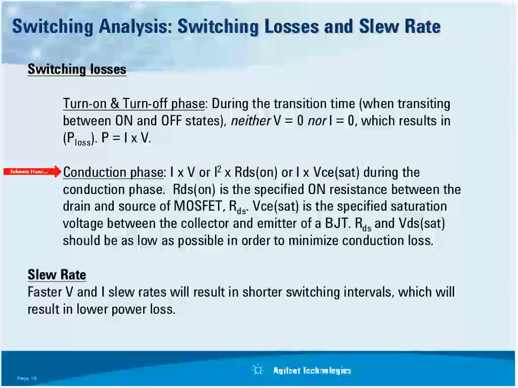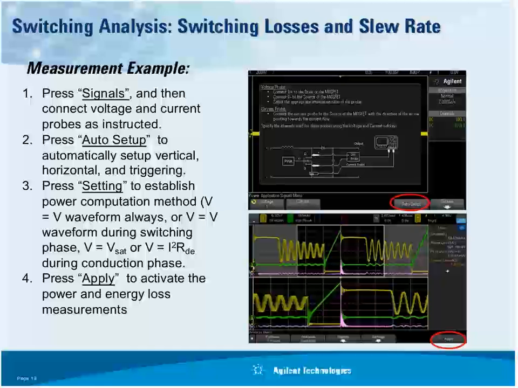There's actually another phase that I've not listed here, and that's the non-conduction phase. This is pretty reliable: when the transistor is off, there is zero current flowing, and there are typically no losses during the non-conduction phase. Another important measurement is slew rate, which simply measures the rate of change of your switching signals when they change from on to off and off to on. Let's take a look at some of these measurements.